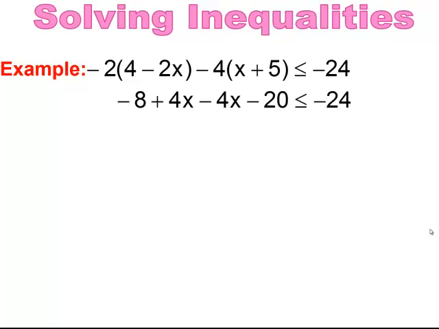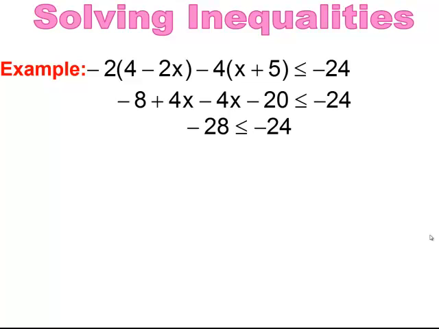Negative 2 times a negative 2x is going to be a positive 4x. And then you have that negative 4 being distributed to x, which will give us minus 4x, and negative 4 to a positive 5 will give us negative 20. Now when you combine like terms, look what happens here. When I combine like terms, my variable goes away. That plus 4x minus 4x cancels each other out, and I'm left with a negative 28 less than or equal to a negative 24. At this point, you need to make a decision.